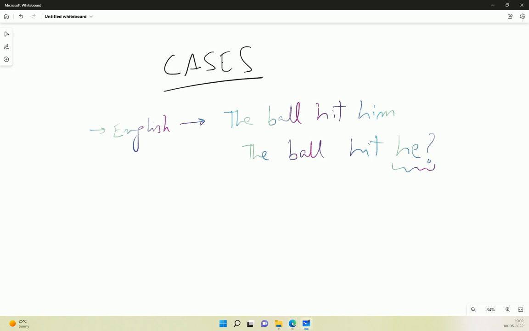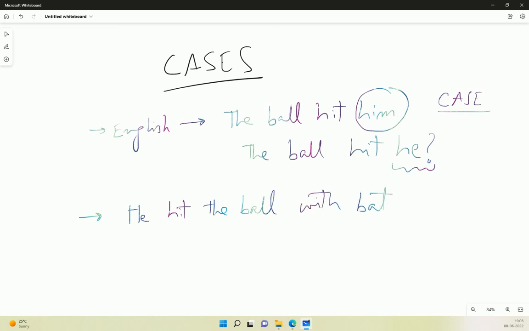So why do we use him instead of he? This is because of case only. Now in English we don't call it explicitly a dative case or nominative case, but we still use cases. Let's say in English I will say, he hit the ball with the bat.